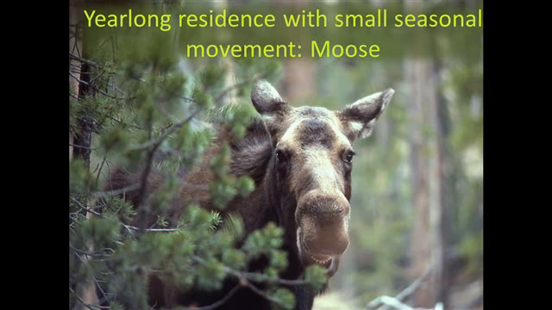An example of year-long residents with small seasonal movements are moose. We have two tribes, so to speak, both of which winter in very small areas. Some moose use mountain meadows in summer and winter at high elevations, and in the winter they are in multi-story dense canopy forest, which provides protection from deep snows.